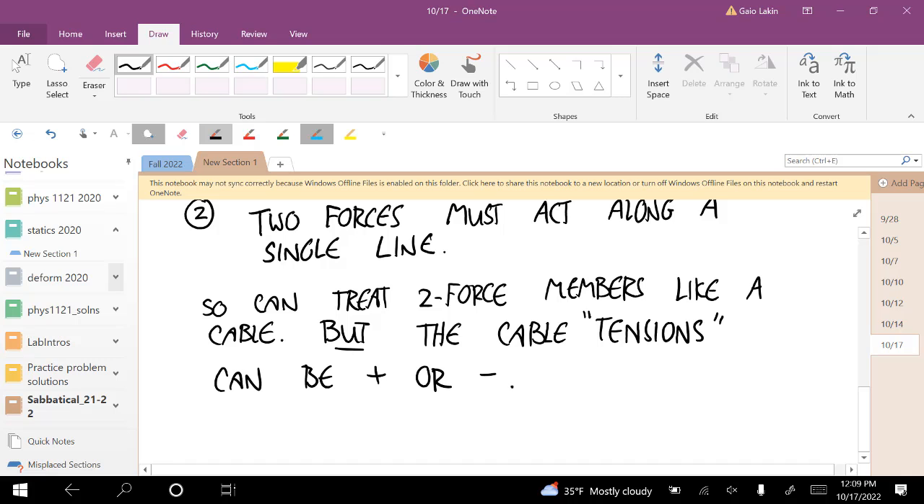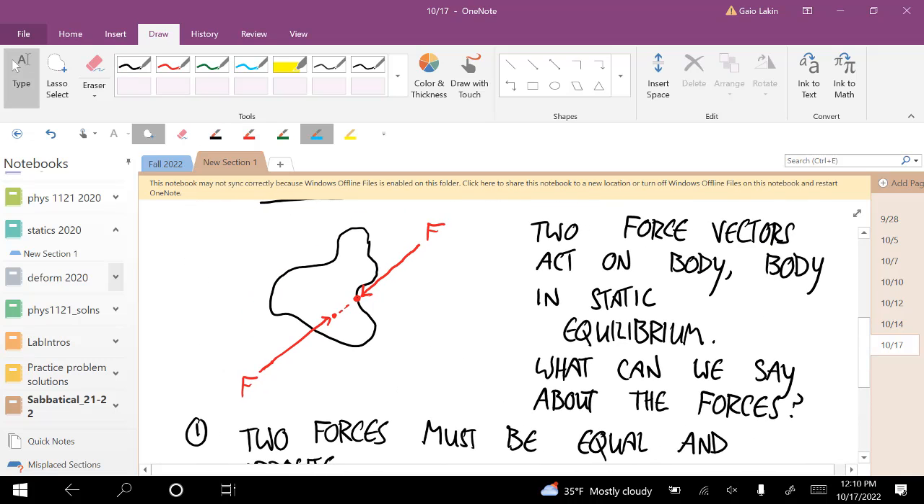With a cable, all it can be is tension. If you try to put a cable in compression, it just folds, right? It can't be in compression. But a two-force member that's rigid can be in tension, or it can, like this one is, be in compression. So with a cable, if you calculate a t-value and you get negative something, something went wrong. With a two-force member, you can get negative, and that's fine.